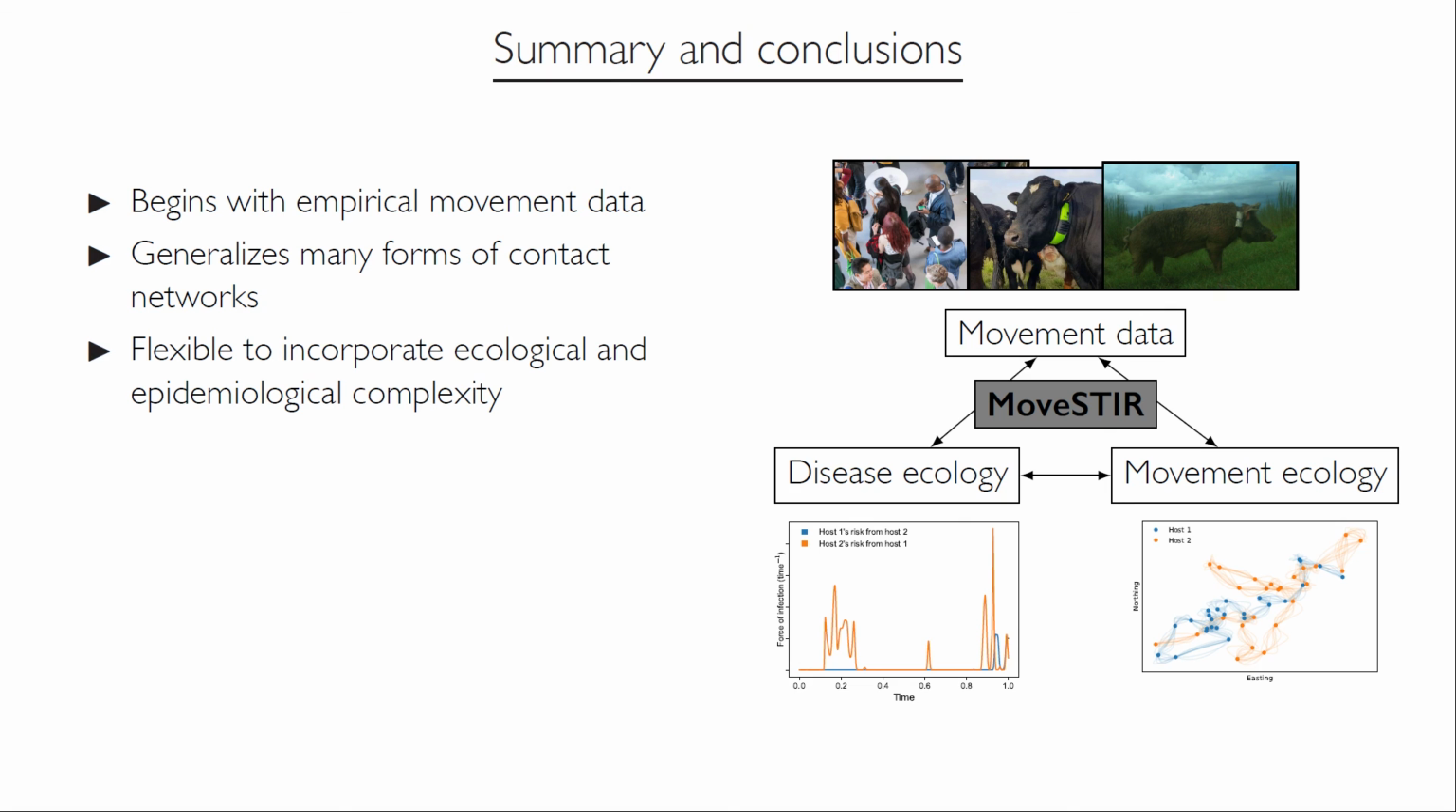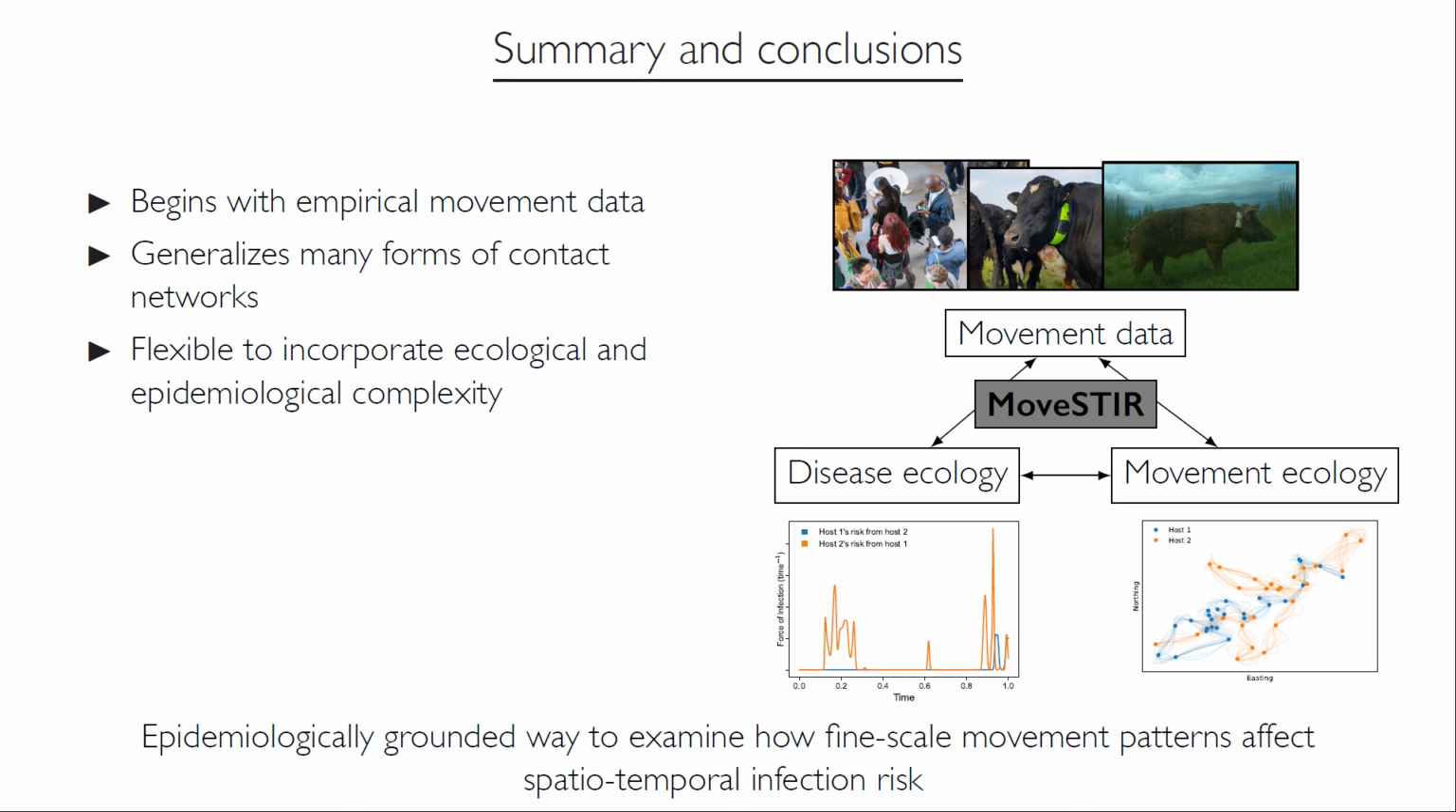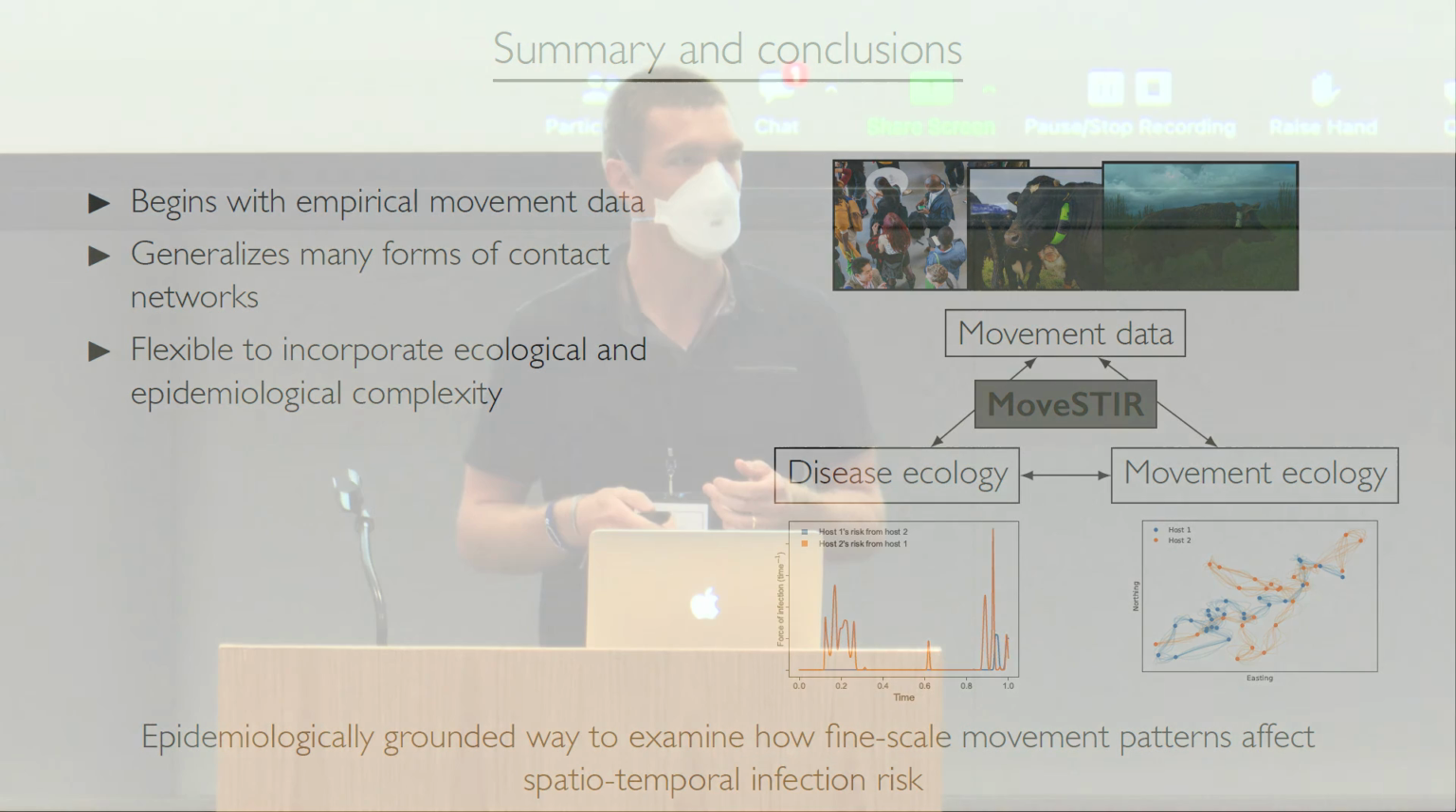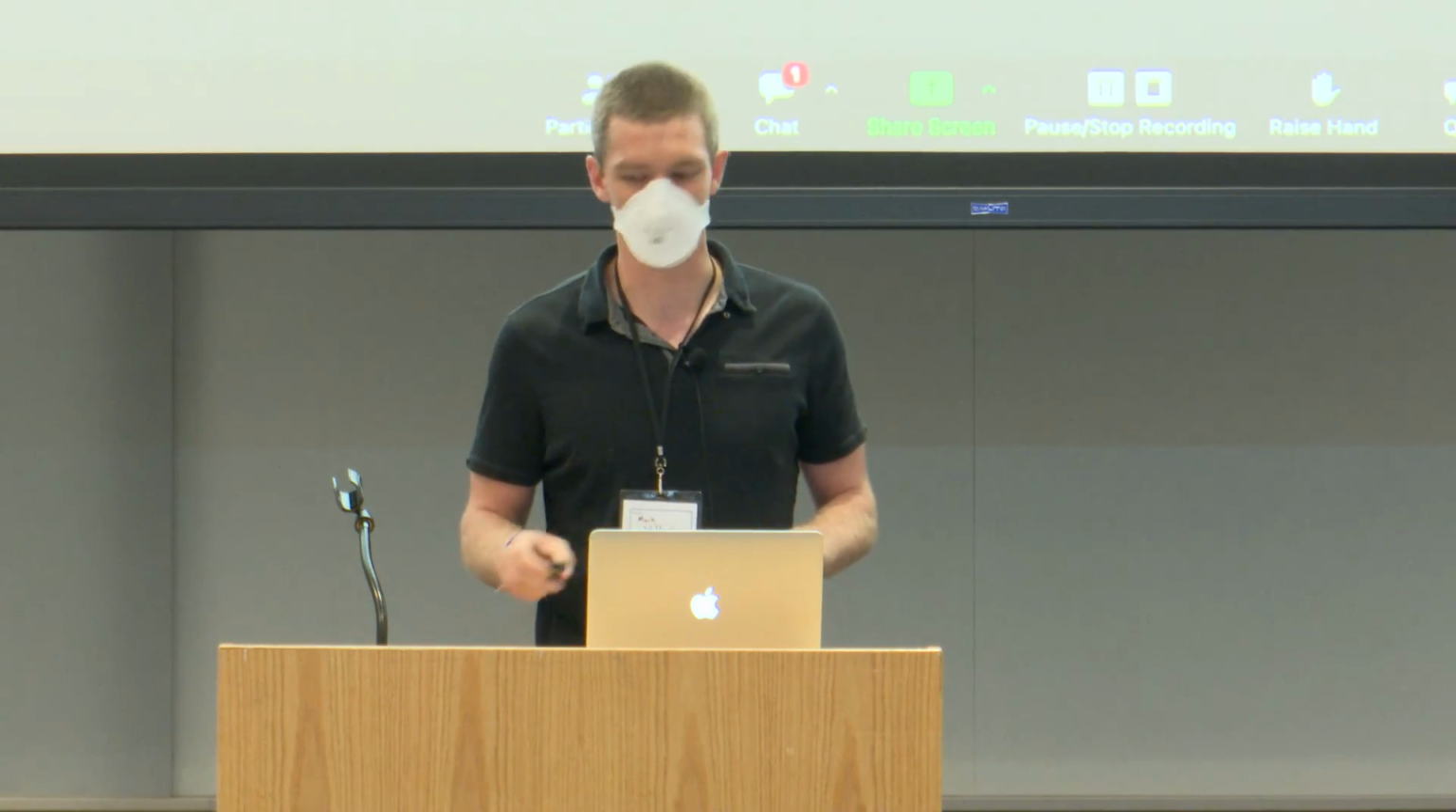And finally, Movester is flexible. It's built on this epidemiological foundation, and you can incorporate pretty easily additional ecological or epidemiological complexity. So this could be allowing, say, pathogen deposition to change with behavior over a movement trajectory. All right, so I hope I've somewhat convinced you that Movester provides this epidemiologically grounded way to incorporate fine-scale movement data into our predictions about spatio-temporal infection risk. With that, if we have time, I'd love to take some questions.